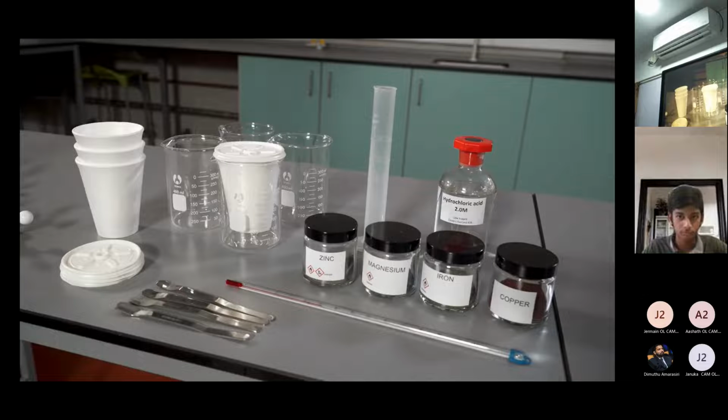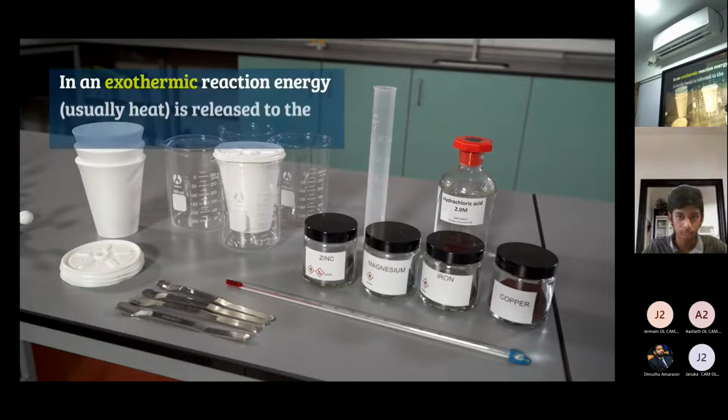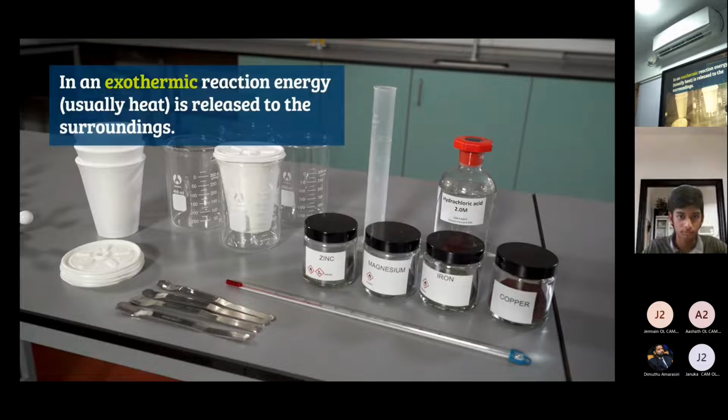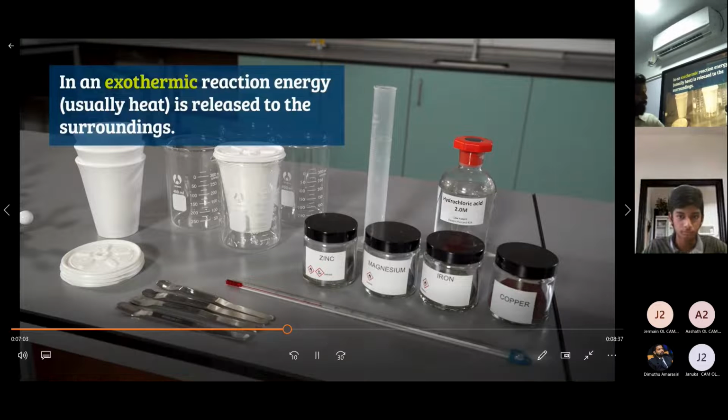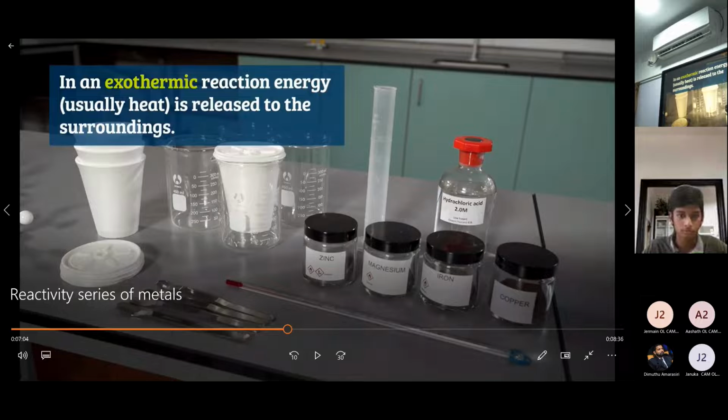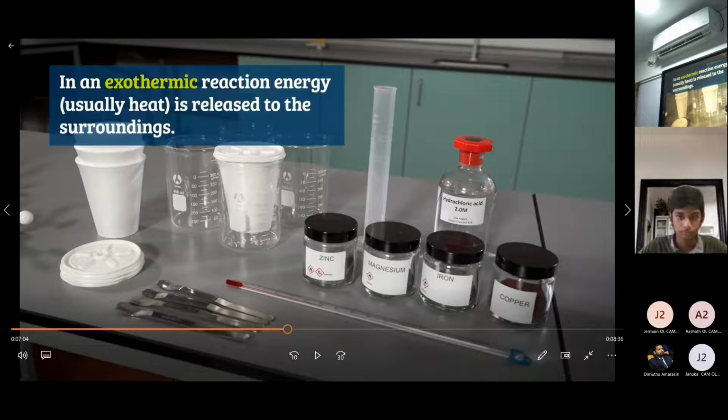Now we're going to investigate reactivity of metals with acid. The acid that I'm using today is hydrochloric acid. When it reacts with the metals that I have chosen, heat will be given out as it's an exothermic reaction. So they are going to react the following metals with HCl acid. And what are they going to focus on?